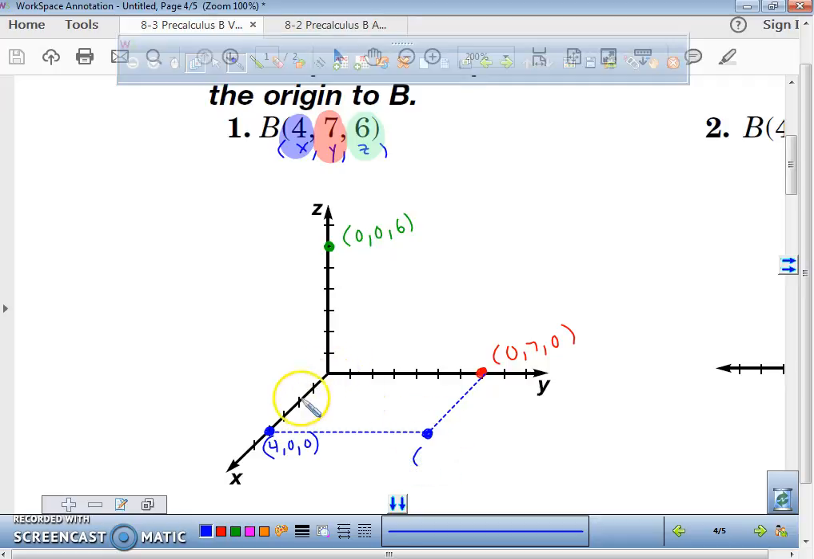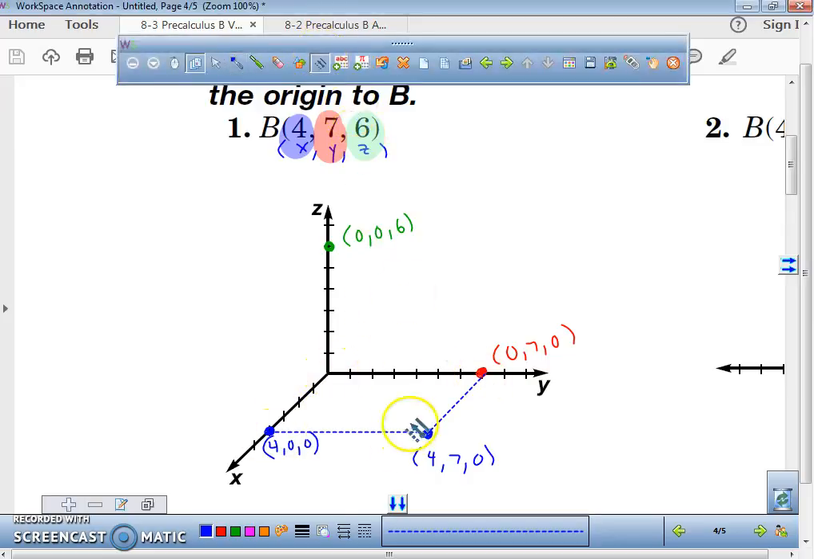How far have I gone in the x direction? I've gone 4 units from your origin. How far have I gone in the y direction? I've gone 7 units. And how far have I gone up? I've gone 0 units up. So this shape right here, everybody, this should be a parallelogram where opposite sides are parallel.